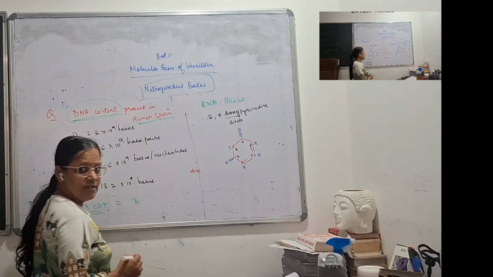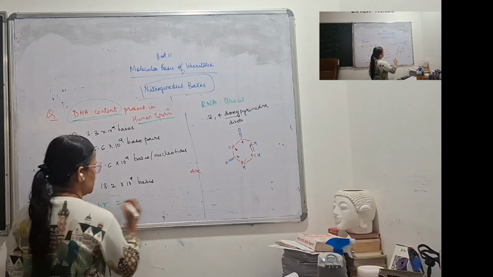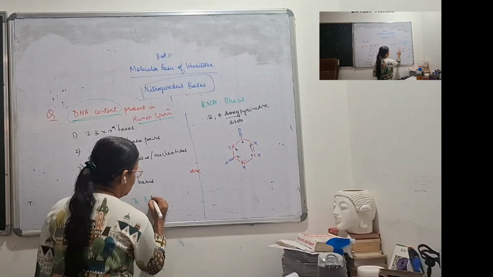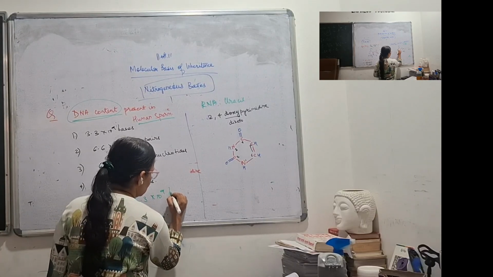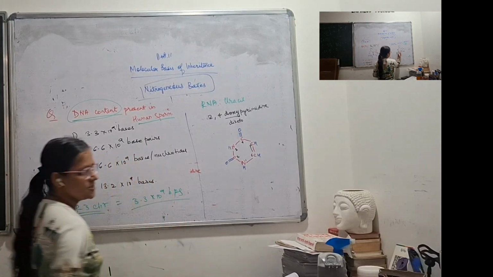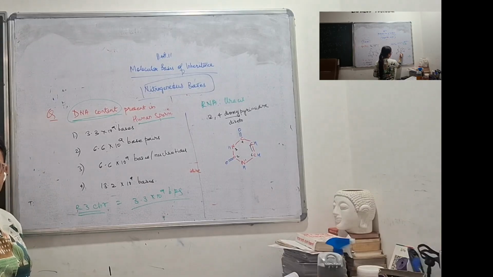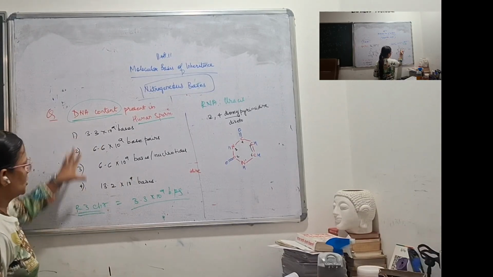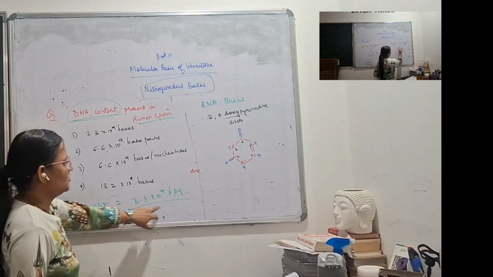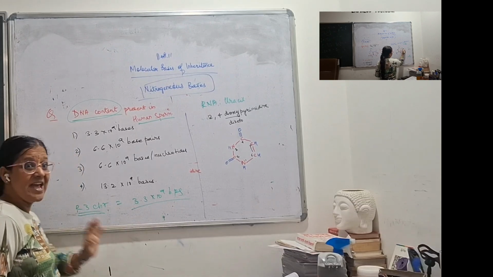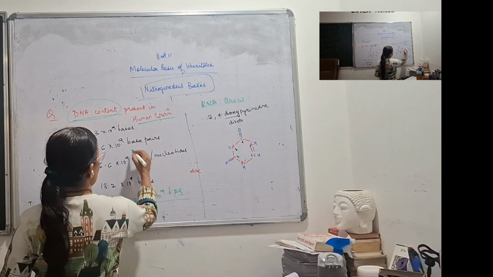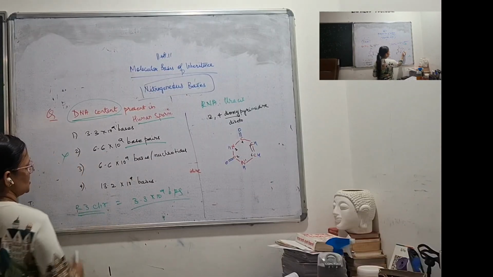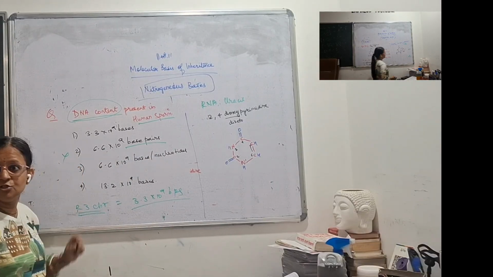3.3, isn't it, in human sperm. So 3.3 into 10 raised to 9 base pairs. You're getting my point. Now, do we have this option anywhere in the 4 options? 3.3 into 10 raised to 9 base pairs. See, base pair you are having over here, but this is 6.6. No, we are not having this option.